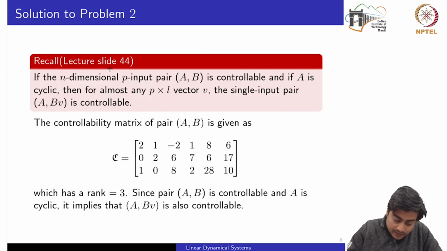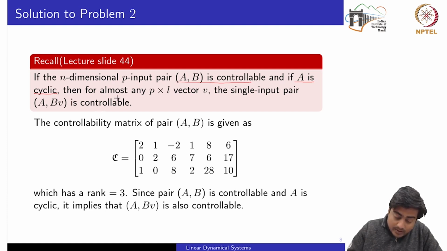Now there was another result which we also discussed: if the n-dimensional, p-input pair A comma B is controllable and if A is cyclic, then you can also check the controllability of the pair A, B by computing the rank of the controllability matrix, which happens to be 3. So this pair is controllable. We have already seen that the matrix A is cyclic, so it implies that for almost any vector v, the single input pair A comma B times v is controllable.